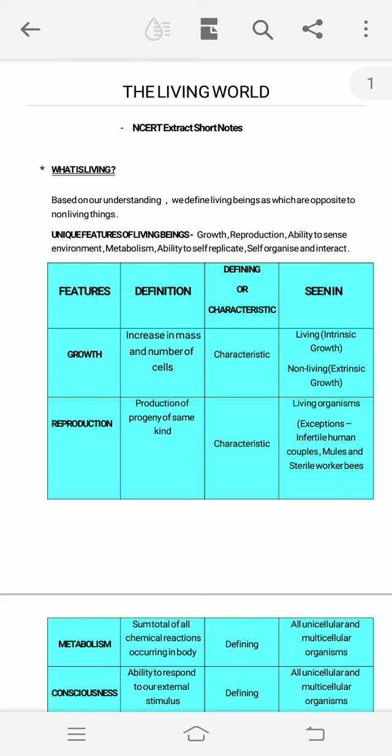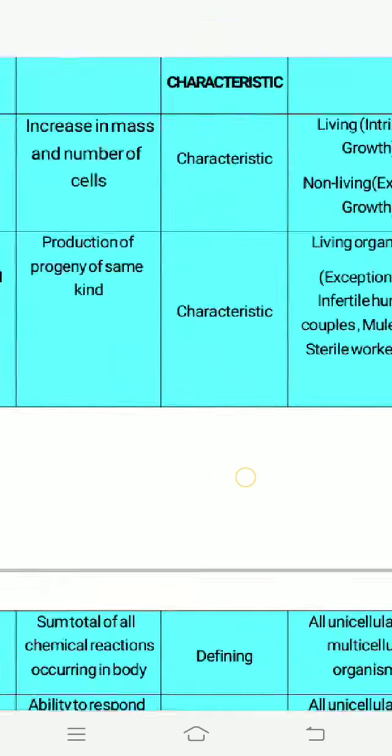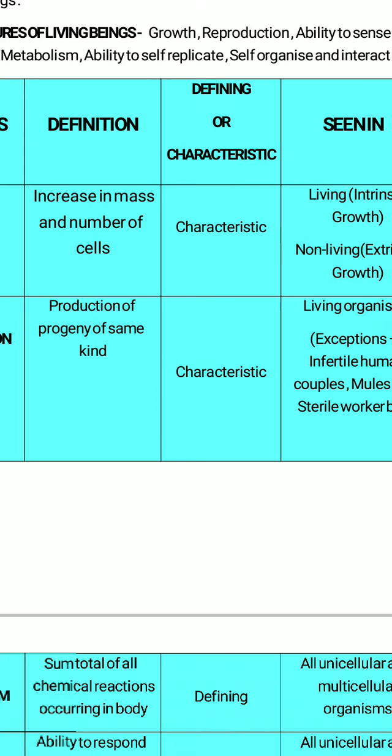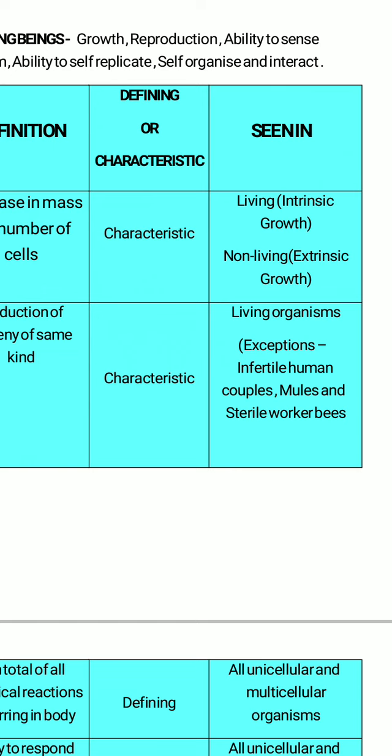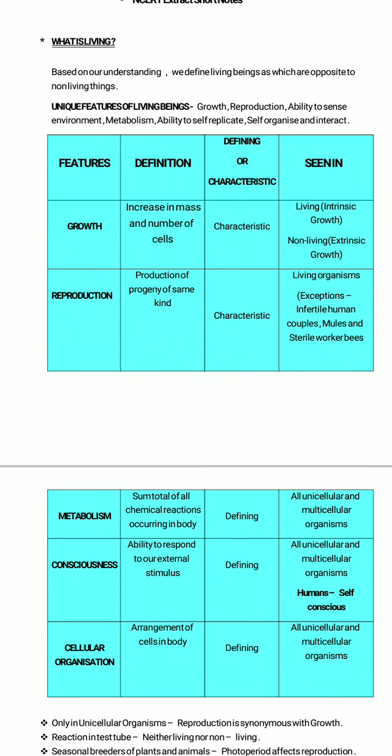The unique features which define the living beings are growth, reproduction, ability to sense environment, metabolism, ability to self-replicate, self-organize and interact. What are the features of living organisms which are defining or characteristic? First, growth. What is the definition?